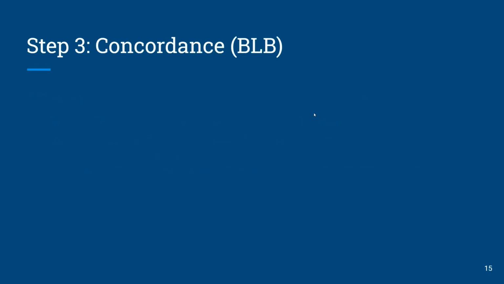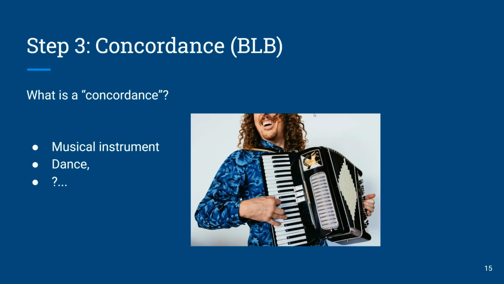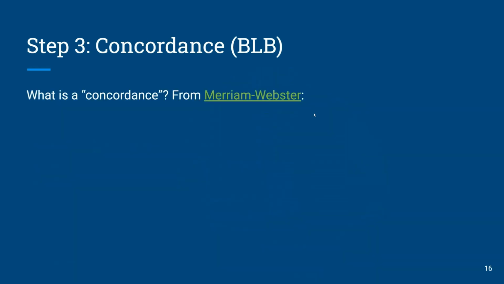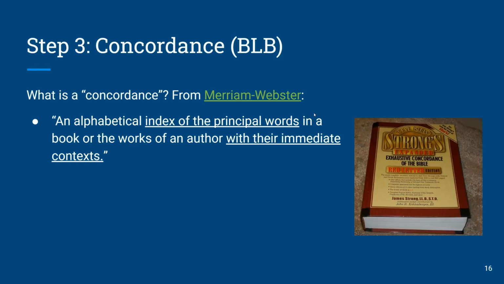Now let's take a bit of a detour. It's actually a parallel road, but we're going to talk about something called a concordance. Now, what is a concordance? Is it a musical instrument? Is it a dance, an accordion dance? Well, no. Instead, using Merriam-Webster, which we've already used, it is an alphabetical index of the principal words in a book or in the works of an author, and this alphabetical index also includes those words' immediate contexts. Perhaps a physical example will help solidify what this looks like.